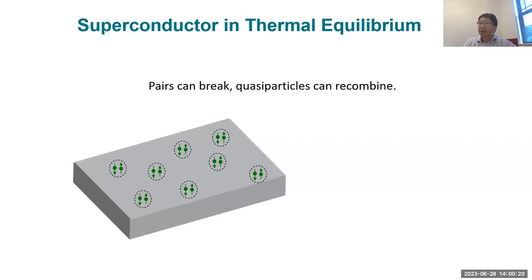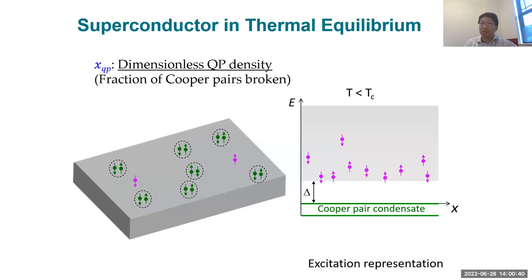So in practice, in superconducting thermal equilibrium, if there's energy in your system, the Cooper pairs can break into pairs of quasi-particles. Quasi-particles are formally a linear, equal superposition of electrons and holes. That's why we call them quasi-particles, but you can think about them as electrons or holes. And in a superconductor, ideally you want it to be pure, having no quasi-particles.